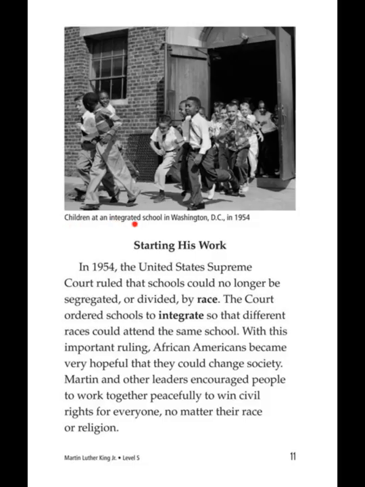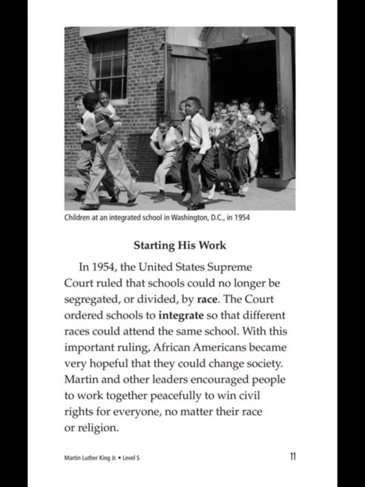Children at an integrated school in Washington, District of Columbia, in 1954. Look at it, we have white kids and black kids. That was the meaning of integrated. Starting his work. In 1954, the United States Supreme Court ruled that schools could no longer be segregated or divided by race. The court ordered schools to integrate so that different races could attend the same school. With this important ruling, African Americans became very hopeful that they could change society.